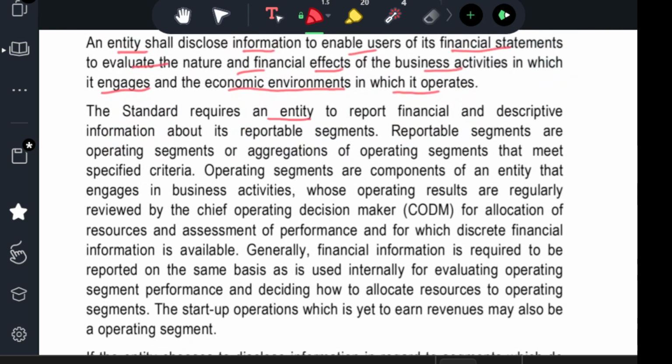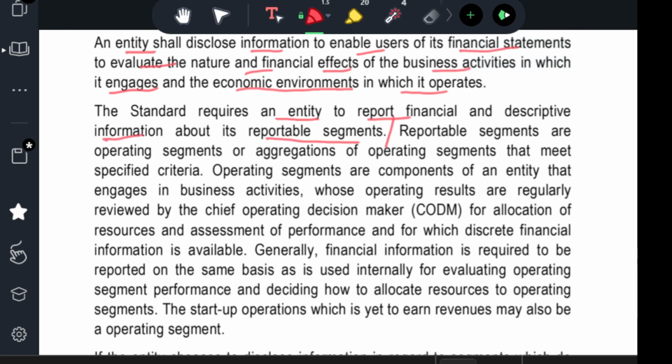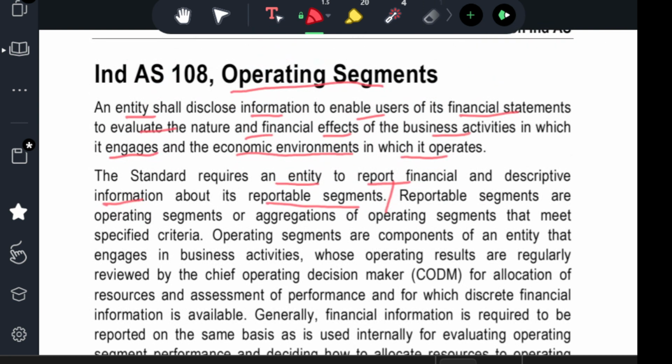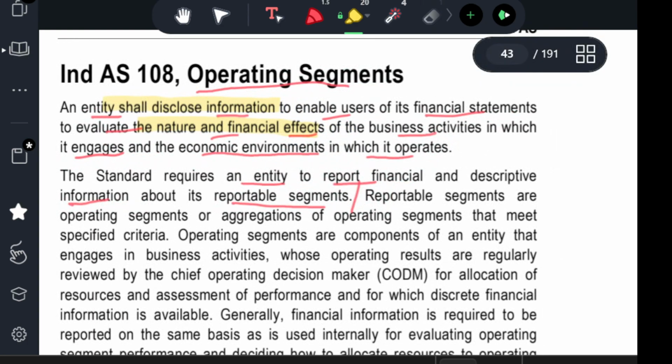The standard requires the entity to report financial and descriptive information about the reportable segments. So the entity needs to disclose the information. That is the first point they're saying. They disclose the information and enable the user of the financial statements to evaluate the nature and the financial effect of the business. The entity needs to disclose, but the user should also be able to scrutinize the financial information, so that the data is available for scrutiny.